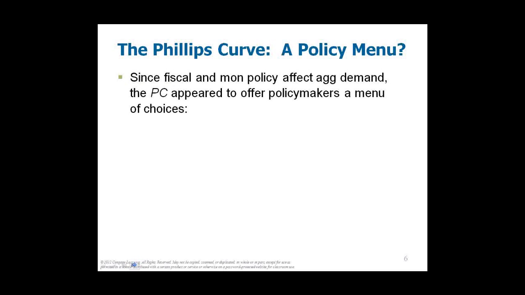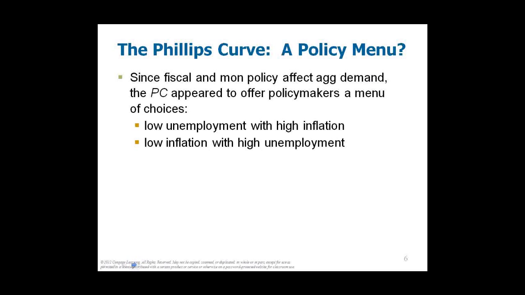Now, what we've been discussing all along are policies, and we've talked about fiscal versus monetary policy. And so we want to look at fiscal and monetary policy, how they affect aggregate demand. And the Phillips curve, right, offers policymakers a menu of choices. So your options are low unemployment with higher inflation, or low inflation with high unemployment. Or we have anything in between.